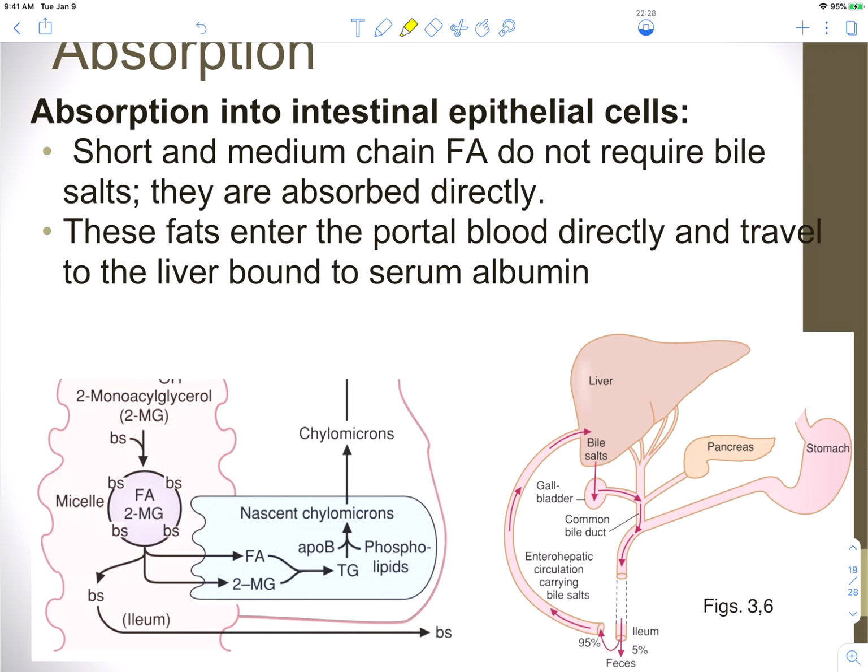All right, short and medium chain fatty acids don't require bile salts. Similar to short and medium chain, they didn't really require much to get oxidized by your liver. They're going to enter the portal blood directly and travel to the liver, bound to serum albumin, and then the liver will pick them up and use them for energy.